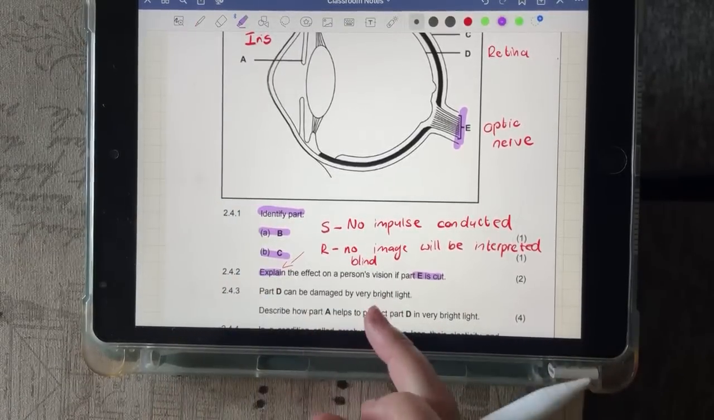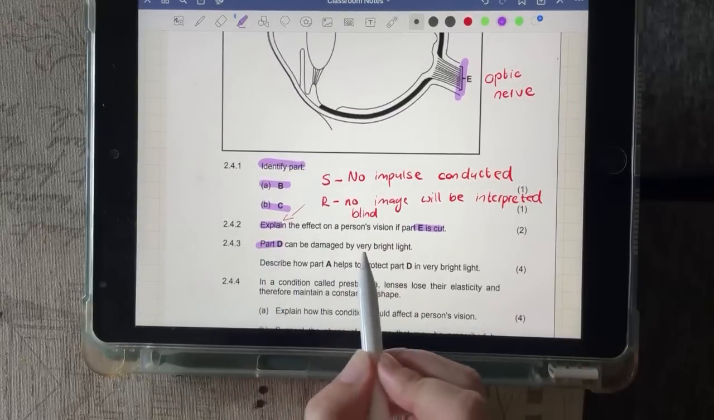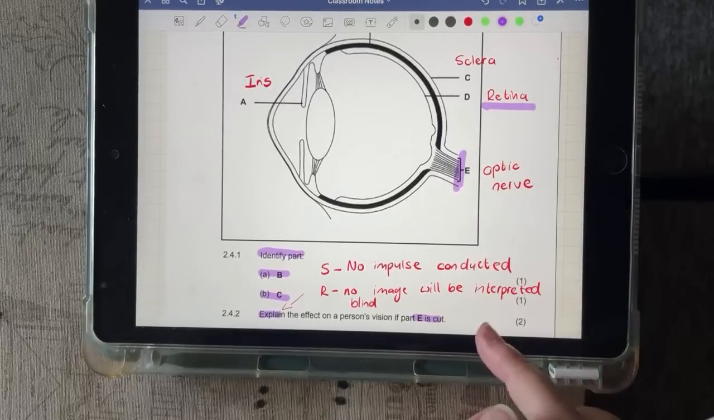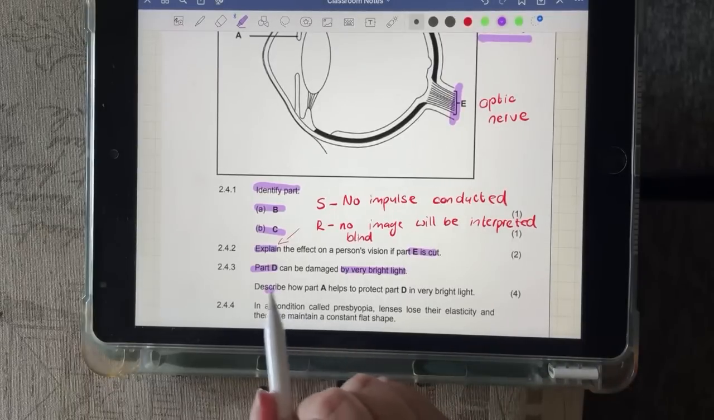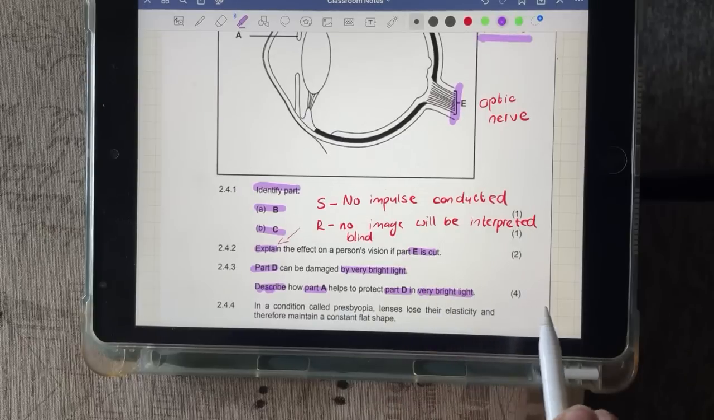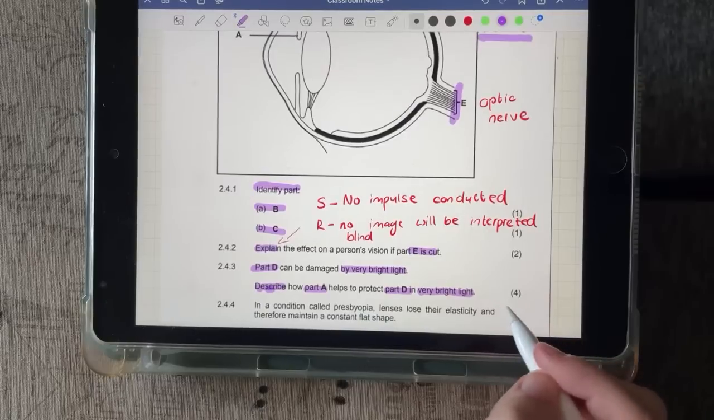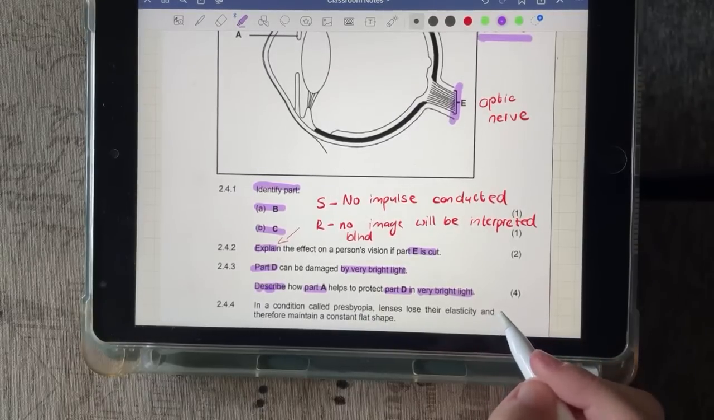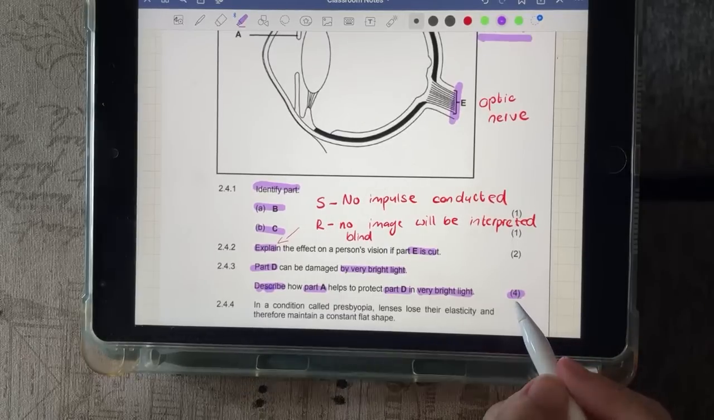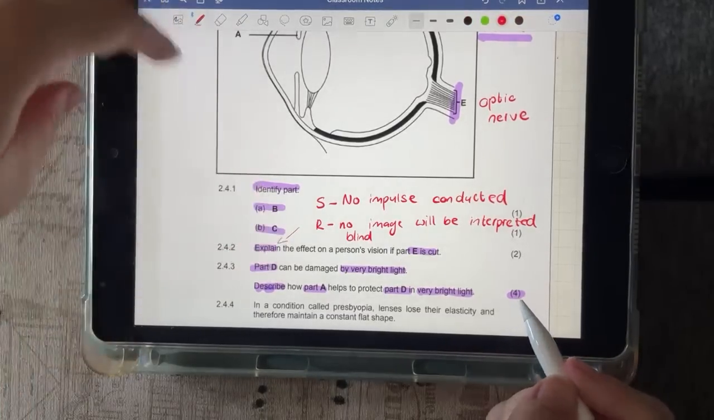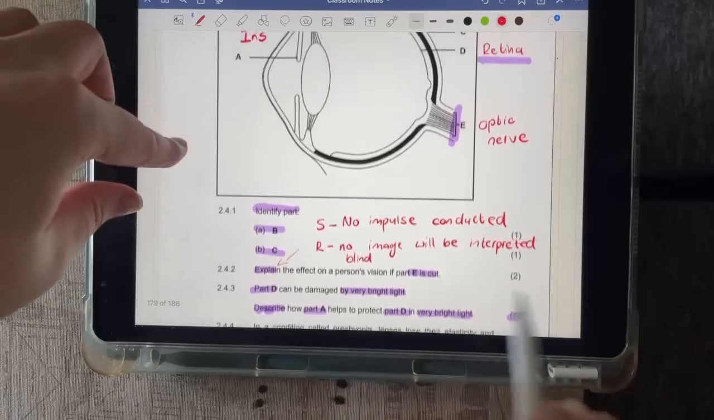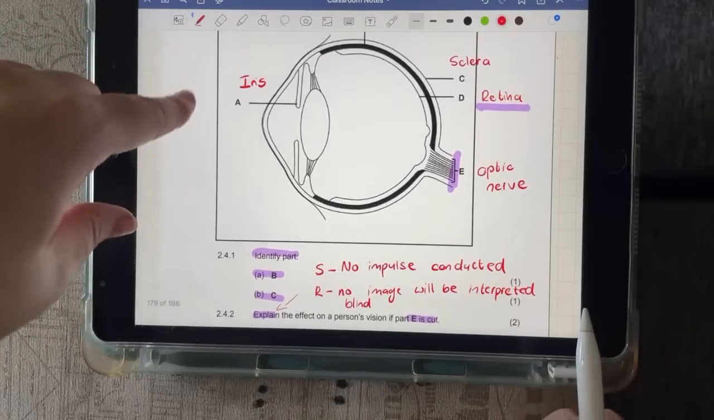2.4.3, it says part D can be damaged by very bright light. And if we go back to make sure we've labeled part D correctly, it is the retina. So describe how part A helps to protect part D in very bright light. Now I'll be interested to know, what body of knowledge do you think this question is? And I'm going to look in the comment section now to see if anybody gets it right. What do you have to answer to get this right? Part D is damaged by very bright light. Describe how part A helps protect the retina.